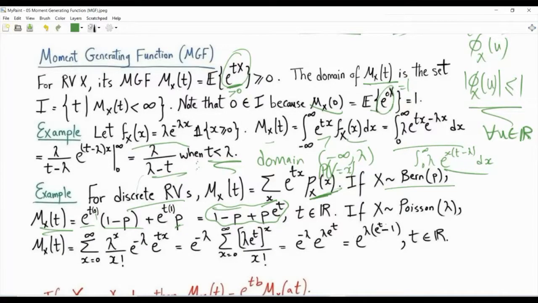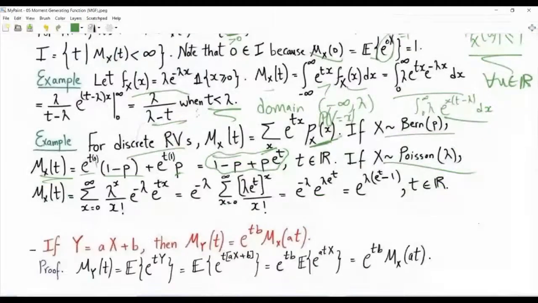which is lambda. If X is Poisson lambda, okay, so Poisson lambda, again, LOTUS, law of the unconscious statistician. So basically, you take e to the tx and you multiply by the PMF corresponding to the Poisson random variable. So the random variable big X is equal to small x with probability lambda to the power x over the factorial of x multiplied by e to the minus lambda, where lambda is a positive number.